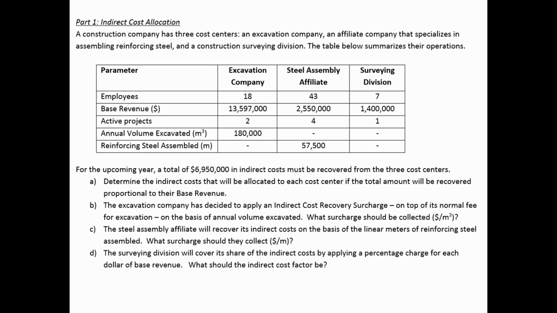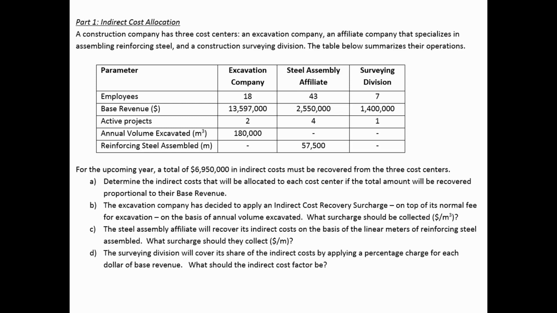Well, that wouldn't make sense because it looks like the surveying division is so small compared to the other companies, both in terms of employee numbers and in terms of base revenue. So what this A through D is doing is suggesting a couple of different ways for us to allocate the costs to these cost centers. And a cost center is someone who is incurring indirect costs.